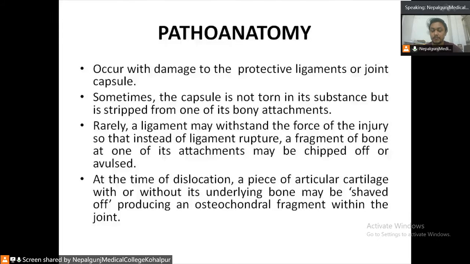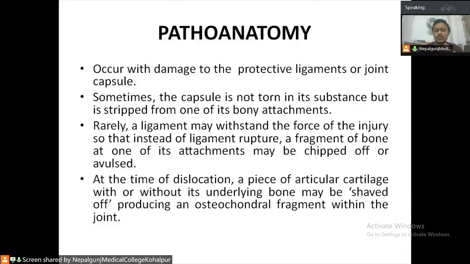There is a piece of articular cartilage that gets avulsed, that comes in between the two contacting surfaces of the bones, and it produces further symptoms like knee locking. So these are just the osteochondral fragments you can see.